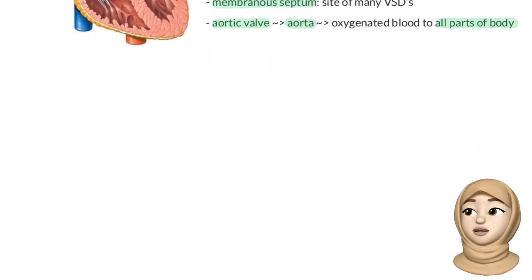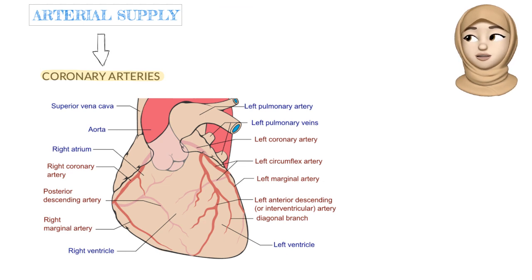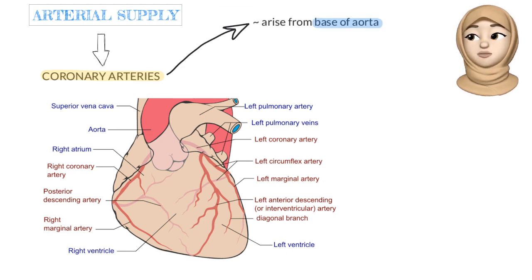We are now going to discuss the blood supply and drainage of the heart. The heart receives oxygenated blood from the coronary arteries. These arteries arise from the base of the aorta. Elastic rebound forces blood through these arteries during ventricular contraction, allowing them to fall during diastole.